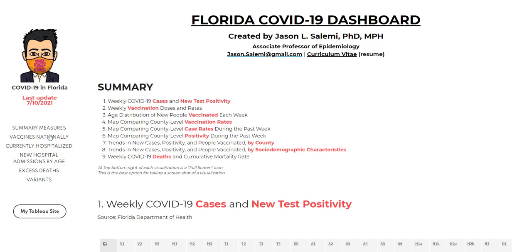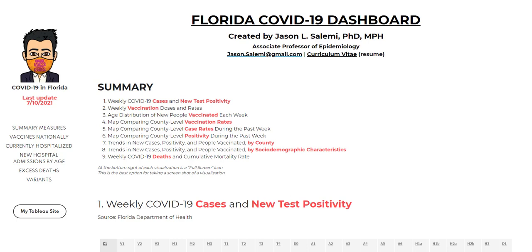Then we'll talk about vaccines nationally, which I get from the CDC's COVID-19 tracker, the number of patients who are currently hospitalized with COVID-19, as well as new hospital admissions for COVID-19 by age. Both of those I get from the Department of Health and Human Services. Then we'll talk about all-cause excess deaths, which I get from the CDC and the National Center for Health Statistics. And then last but not least, a bit on variants, which I basically just repurpose the exact visualizations that are provided by the CDC. And so again, this is the first page.